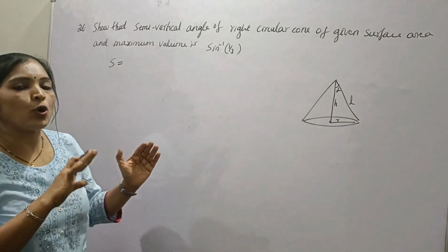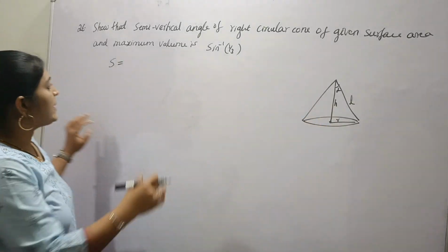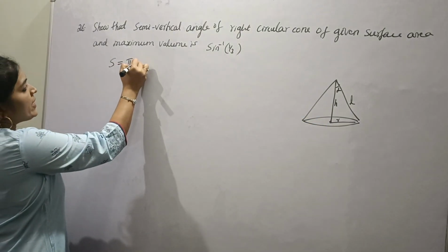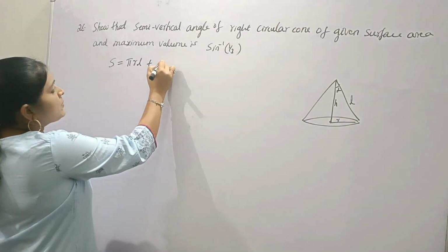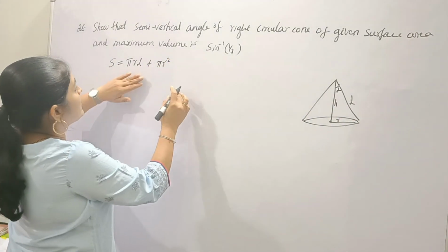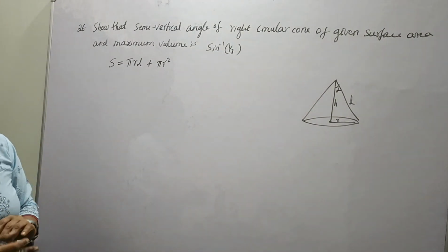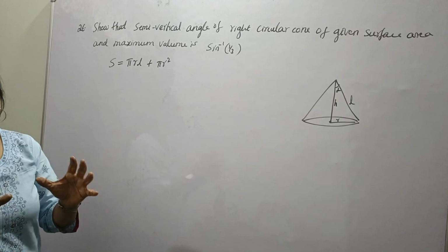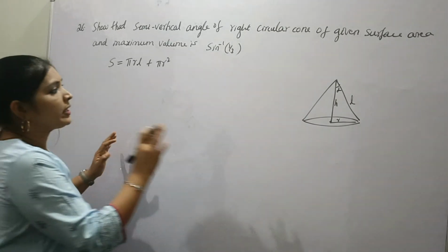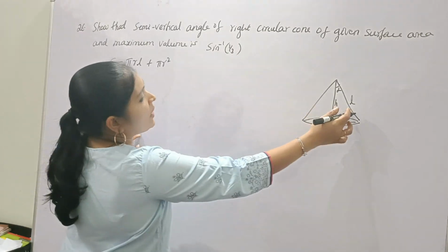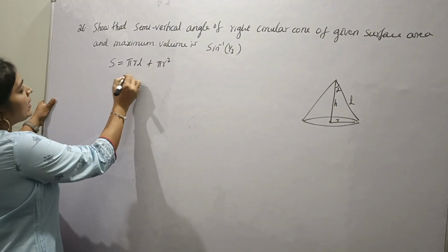Here surface area means total surface area, that is curved surface area plus base surface area. So surface area S is equal to curved surface area pi RL plus the base area pi R square. And here we have to replace L. It is given that S is constant. When we differentiate it, we should get only one variable and the others should be constant. So first of all, let us write what L is here.